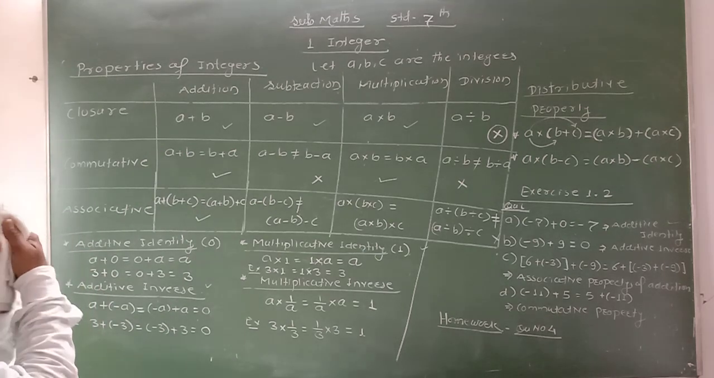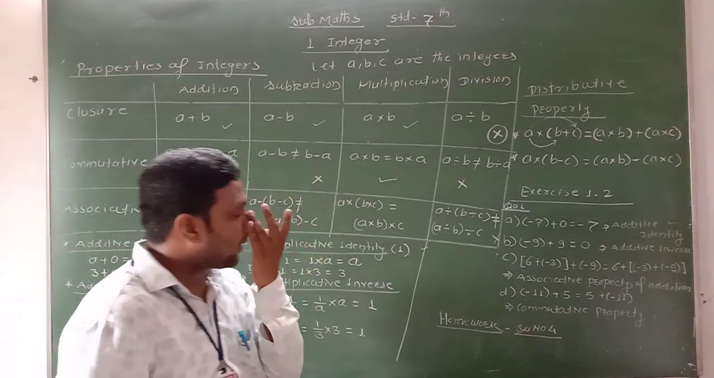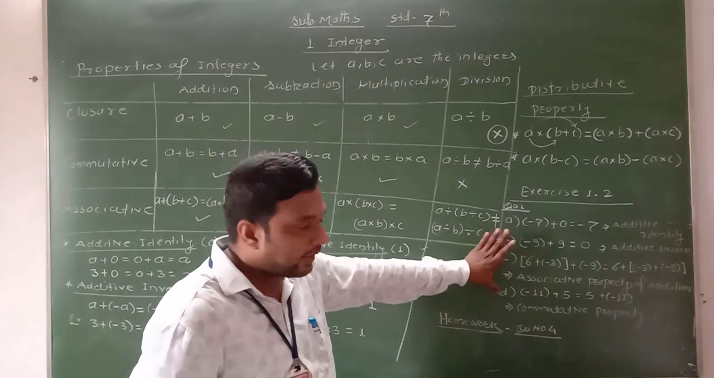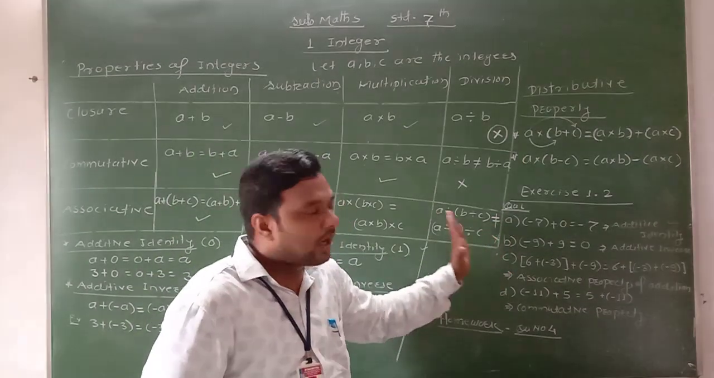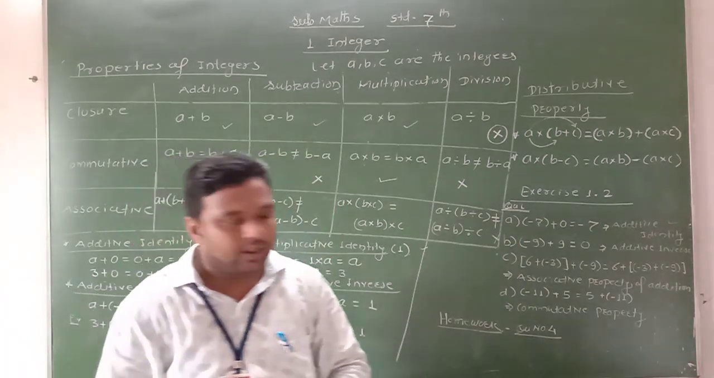And next is the distributive property for the addition and the subtraction of the integers. Here we take some examples, from that we understand how to use the property. Okay, this is all for today, students.